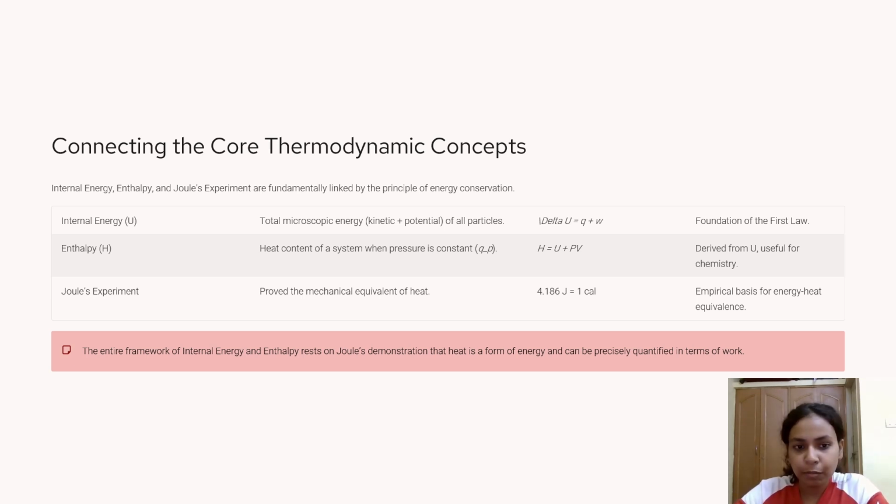This entire framework of internal energy and enthalpy rests on Joule's demonstration that heat is a form of energy and can be precisely quantified in terms of work.